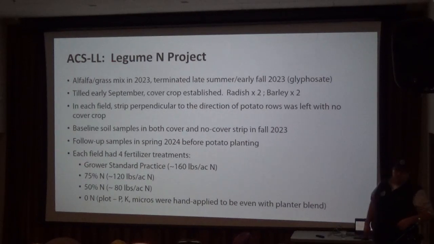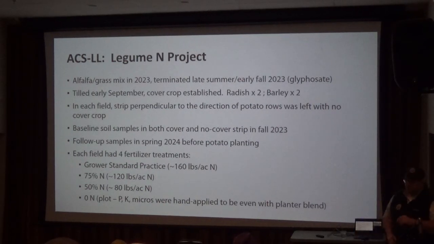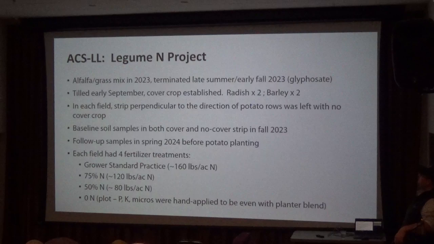So what we did is these 4 fields were all in an alfalfa grass mix in 2023 that was terminated in the late summer, early fall. It was then tilled with vertical tillage and then had a cover crop established.